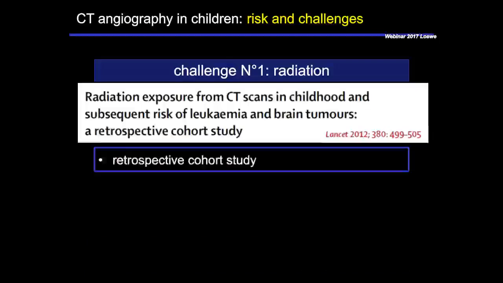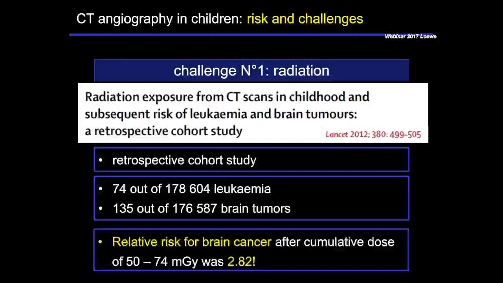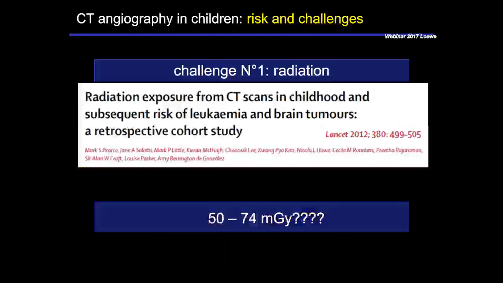This is a large retrospective cohort study recently published in the Lancet, which looked at the correlation between CT exposure and the incidence of brain tumors and leukemia. They found a relative risk for brain cancer of 2.82 after a cumulative dose of 50 to 74 milligray. But those are numbers that, happily enough, we are not providing to patients anymore. The very good news is that, thanks to the new scanners, those really high radiation numbers no longer represent clinical reality.